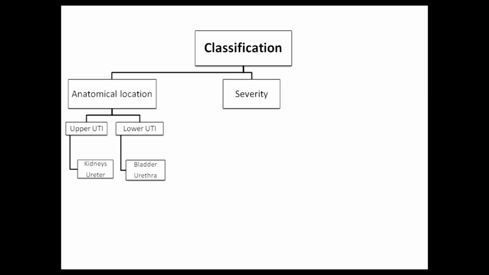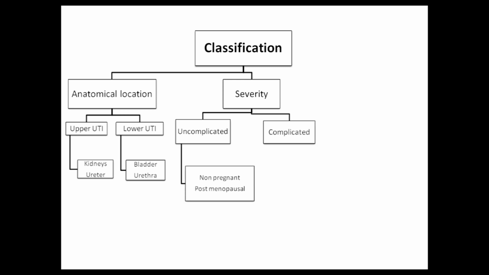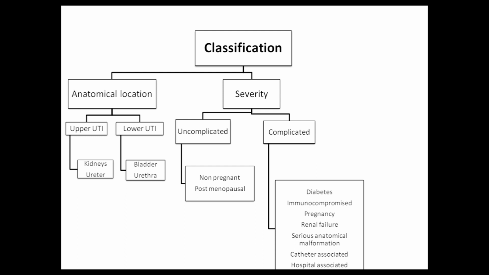Then the second type of classification is based on severity of the disease: uncomplicated UTIs and complicated UTIs. Mostly the non-pregnant ladies and postmenopausal women are classified in uncomplicated UTI. By complicated UTI we mean the UTIs which are associated with the following risk factors: diabetes, immunocompromised patients, pregnancy, renal failure, serious anatomical malformations, catheter associated UTIs, hospital associated UTIs.